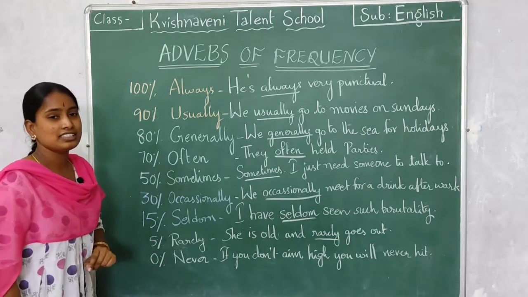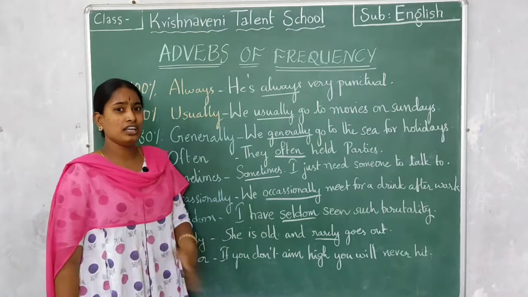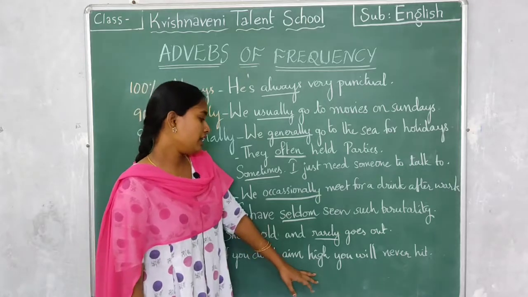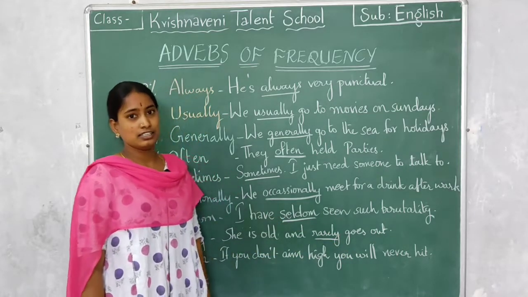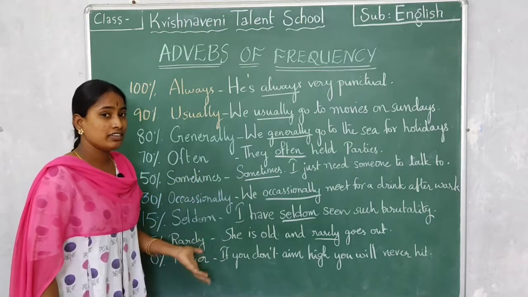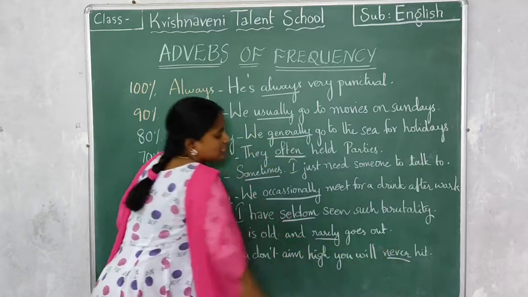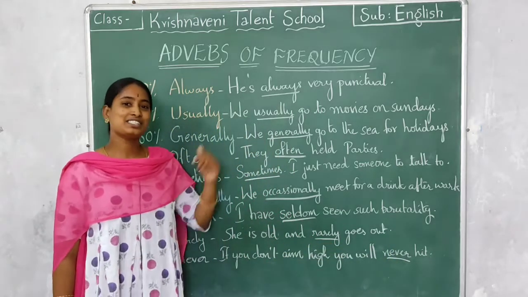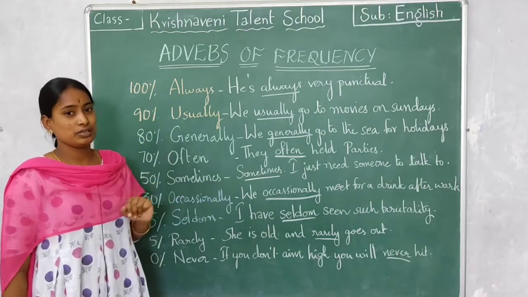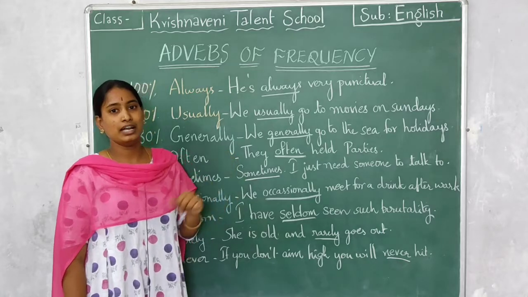Next, 0%. We should use never. You are never going to do that. If you don't aim high, you will never hit. If you don't keep a big goal, you will never achieve that goal. That is the meaning of it. So this is never. Students, this is all about adverbs of frequency, which adverbs we have to use, and examples for those adverbs.